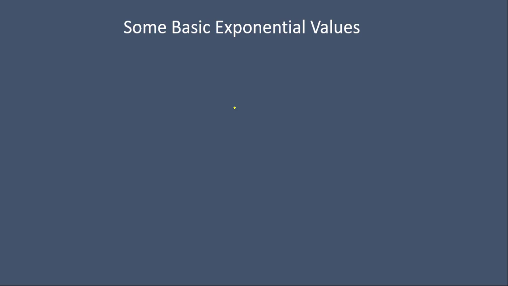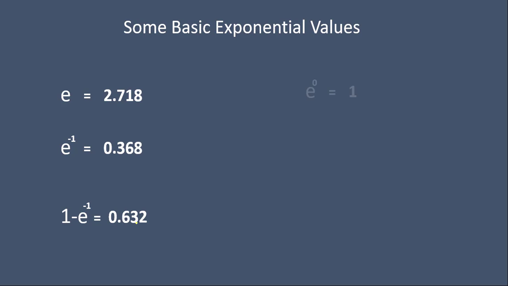Now there are some exponential values. As a GATE student, you should be aware of these values. You can get them on your calculator, but if you know them, you will save a lot of time in your examination. First, the value of e is 2.718. E raised to minus 1 is 0.368. The value of 1 minus e raised to minus 1 is 0.632.